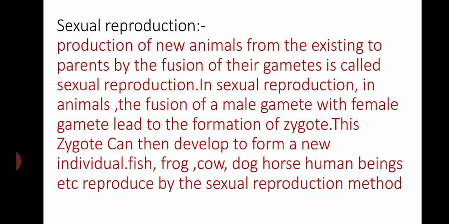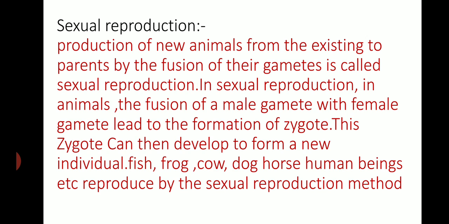Sexual reproduction. Sexual reproduction is the production of new individuals or new animals from two existing parents by the fusion of their gametes. In sexual reproduction in animals, the fusion of male and female gametes leads to the formation of a zygote. That means there is fertilization of male and female gametes. The male gamete is known as a sperm and the female gamete is known as an ovum. They fuse with each other, which is known as fertilization, and it leads to the formation of a zygote.